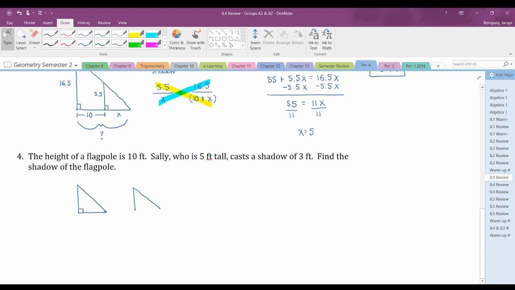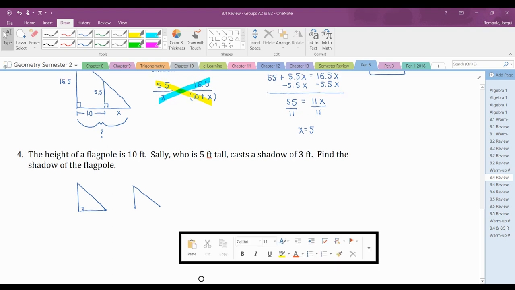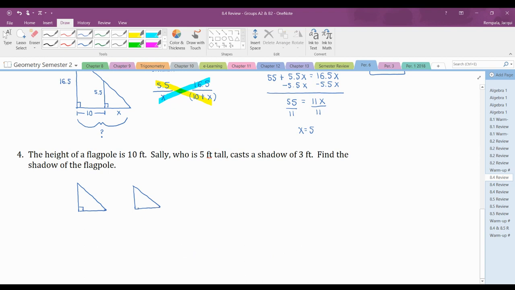Okay, so, oops. Come on, pen. There we go. All right, so one of these triangles is going to represent the flagpole. So it says the height of the flagpole is 10 feet. So height, I want the vertical side. The other triangle is representing Sally. Sally is 5 feet tall, so she's going to be the vertical side right there. Sally casts a 3-foot shadow, so 3 has to go on the bottom of that second triangle. We want to find the shadow of the flagpole, so X goes on the bottom of the first triangle.